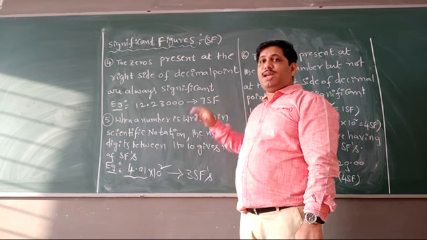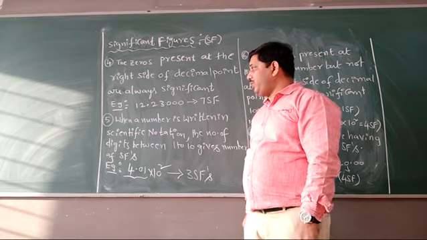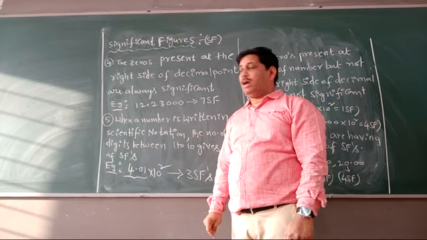Totally 7 significant figures are there, students. 7 significant figures are present. Next, students, rule number 5.